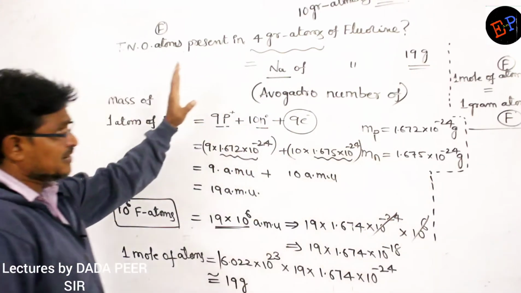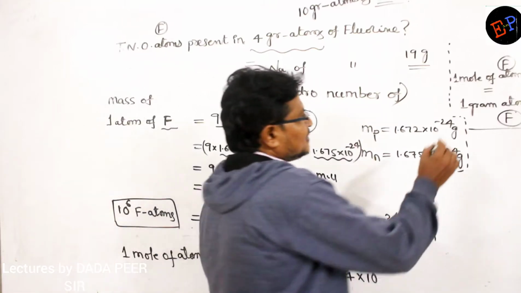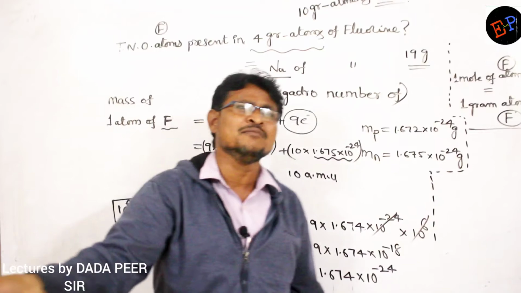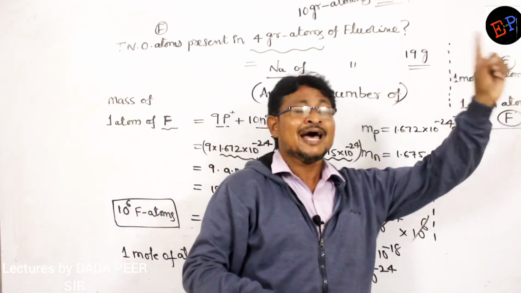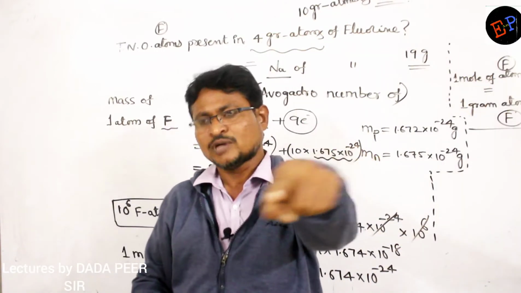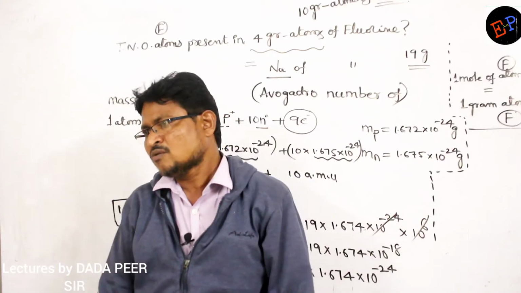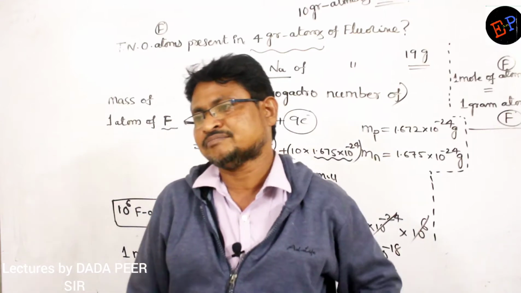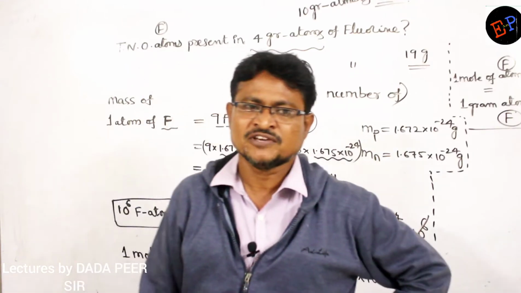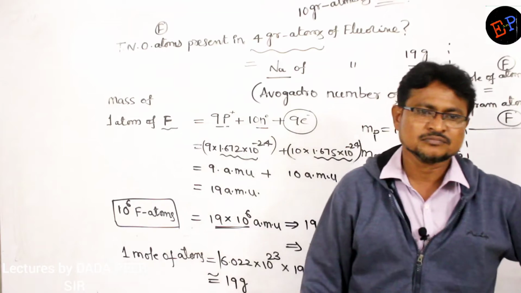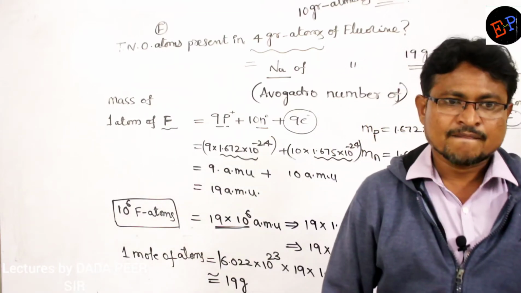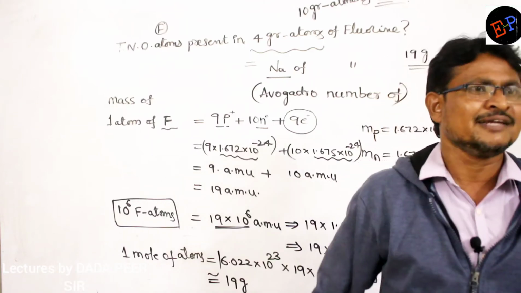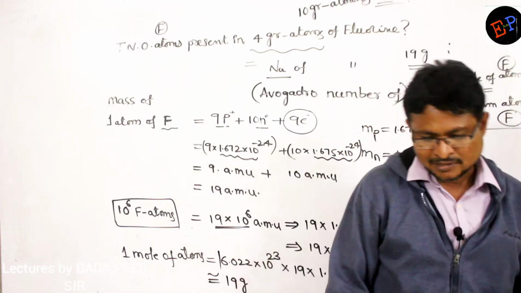So far I have explained one more relation. 1 mole of atoms of any element is equal to 1 gram atom of that element. So write this conclusion: 1 mole of atoms of any element is equal to 1 gram atom of that element.